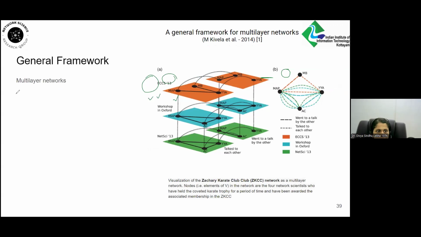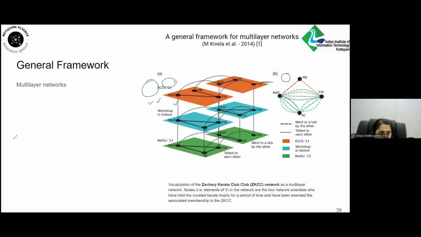This particular example we will see. Here again we are considering a social system, a social network. We are considering, in fact, 4 people: MAP, MB, YYA, and AC. These are 4 scientists, in fact. These are 4 network scientists.